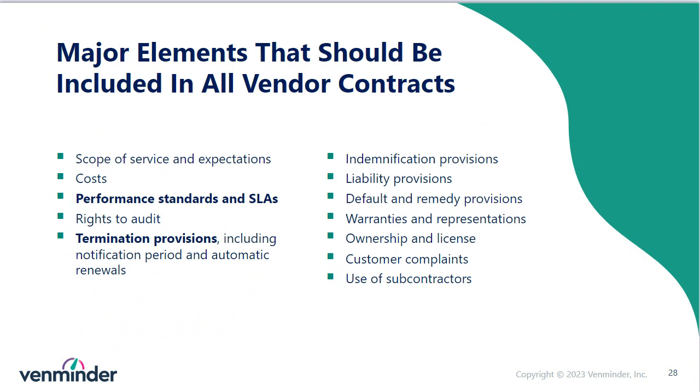Well, here are some major elements that should be included for all vendor contracts. So this, beyond the scope of service and expectations and costs, is where you're detailing things like performance standards, key performance indicators, service level agreements. We already talked about your right to audit as a customer, which is so important for you to continue to be able to do due diligence in the future. We'll also see termination provisions. So important there to understand who's doing what.